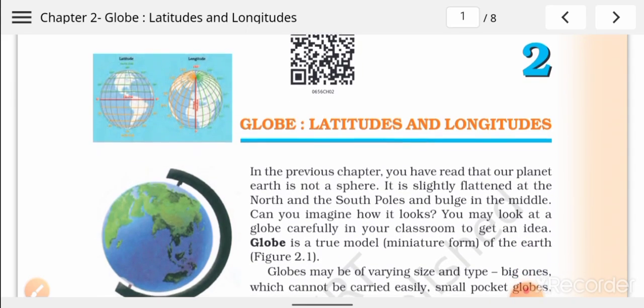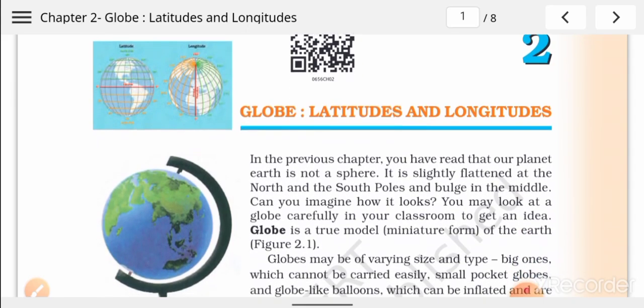First, in the previous chapter you have read that our planet earth is not a sphere. It is slightly flattened at the north and the south pole and bulges in the middle. You also have noticed that there are two poles, the south pole and the north pole, and a line drawn on the middle of the earth, or you may call it the globe, is the equator. The north side is called the northern hemisphere and the south pole side is called the southern hemisphere.